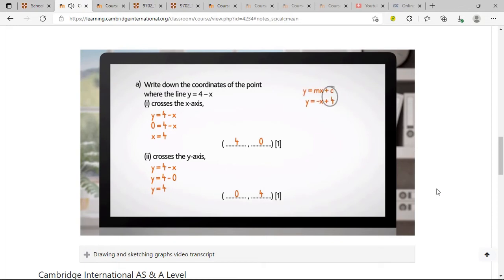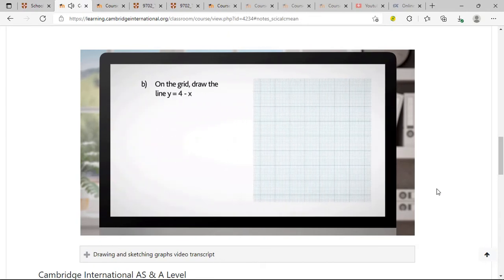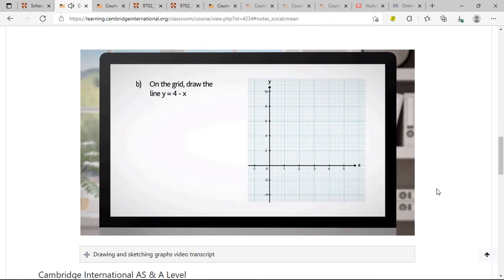You may also know that the value of c in the equation y equals mx plus c is actually the y-coordinate of this point. These 2 points are very important, so a good tip is to make sure that you are confident with finding 2 pairs of coordinates, as they will help you a lot. On this part of the question, you need to draw the line. You've been given the graph paper and you have 2 points.